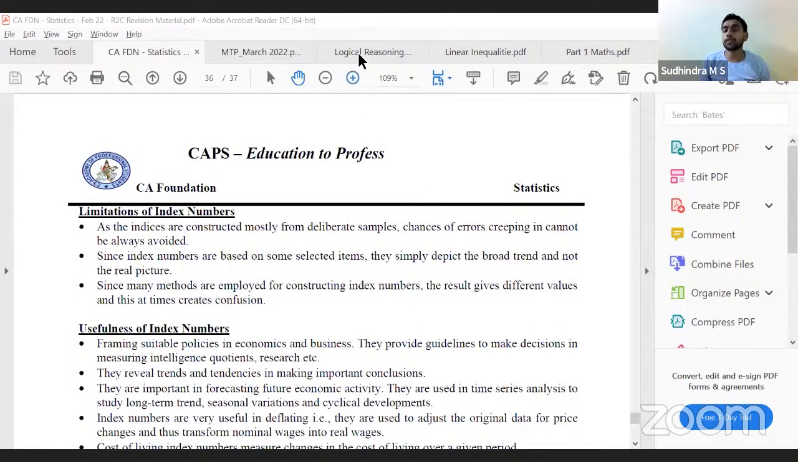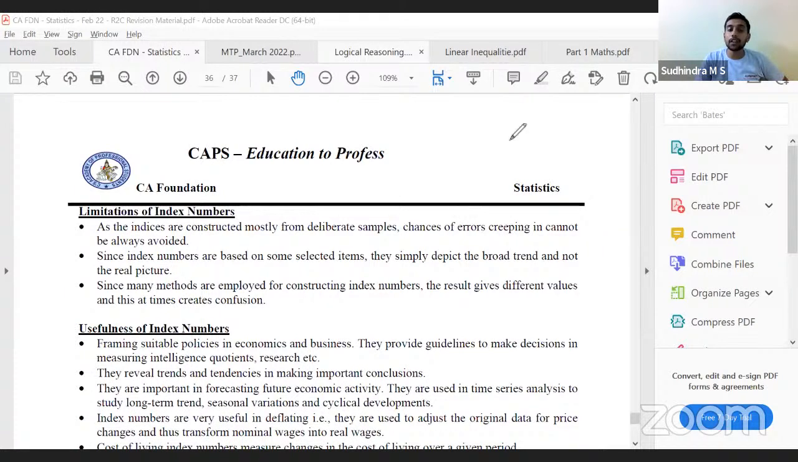So this is calculation of index numbers. Now, what are the limitations? As index numbers are constructed mainly based on samples, sampling errors creep in, and they are unavoidable. Since index numbers are based on selected items, they simply depict the broad trend, not the real picture. Even in the consumer price index, we're not considering all the commodities consumers use, only some selected ones, so we only get the broad trend of inflation in the economy. Then, since many methods are employed, selection of the appropriate index number is very important. Each index formula will give different index numbers, which is also a limitation.